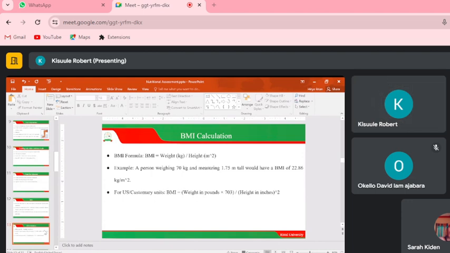I think this one is very simple to calculate. That's why I want to give a simple one. You take the height, 1.75 m, multiply it by 2, and that gives you a number. Then you divide the weight, 70, by that number, and it will give you the answer.